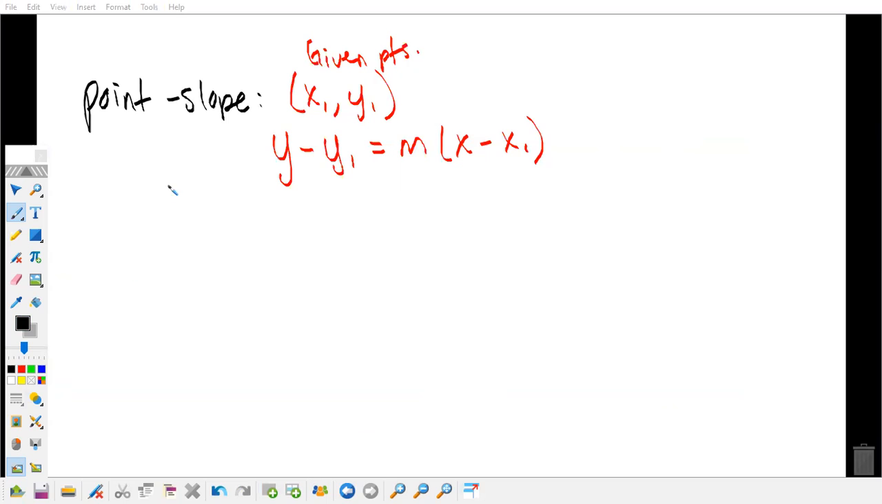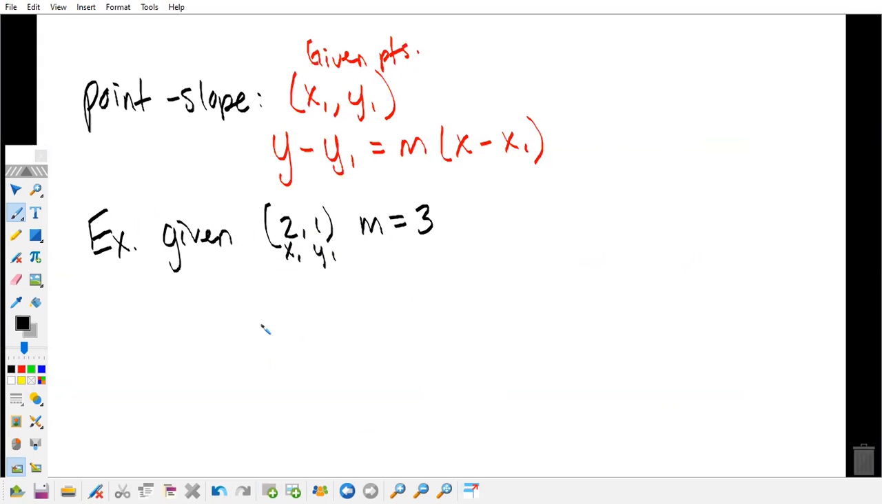So for example, an example of this would be given the point 2, comma 1, and that slope equals 3. Write the equation of the line. So this would be my x1 and y1, and I'm going to plug them in. So y minus 1 equals 3 times x minus 2. Still with me? Still good?